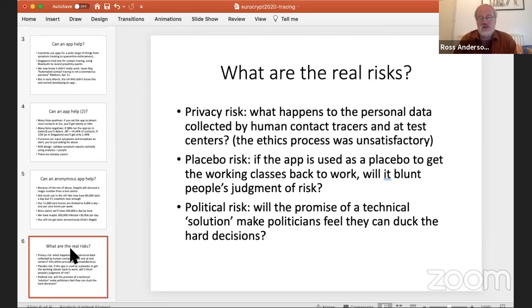And then finally, there's the political risk. Politicians love to duck hard decisions, and in peacetime, that's perfectly rational. But at times like this, perhaps some hard decisions have to be taken. And is the promise of a technical solution going to make politicians feel that they can duck hard decisions? And our politicians in particular have got form on that. So these are my main concerns. Thanks.